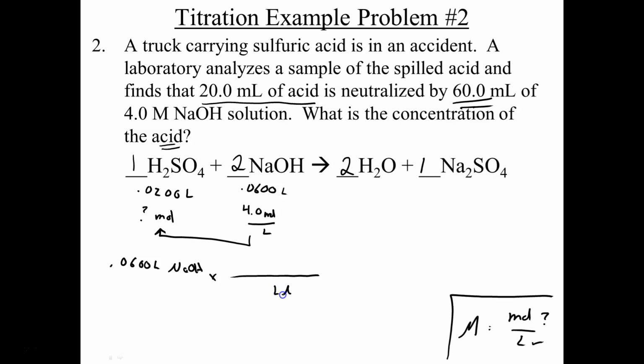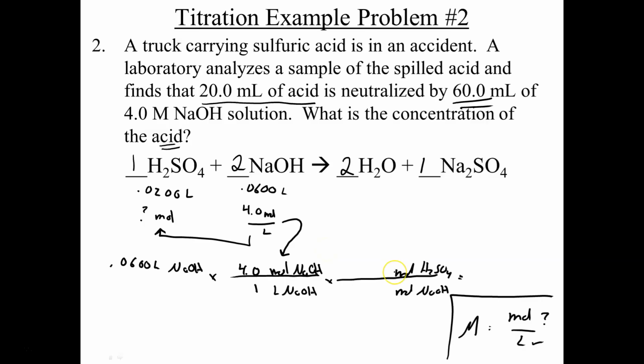Cancel it out. Liters of NaOH on the bottom. Moles of NaOH on top. Mole to mole ratio. Cancel out moles. Go to moles of acid. See what we get. So step right here, first step, I use my molarity because I have moles per liter here. That's going to be 4.0 and 1.